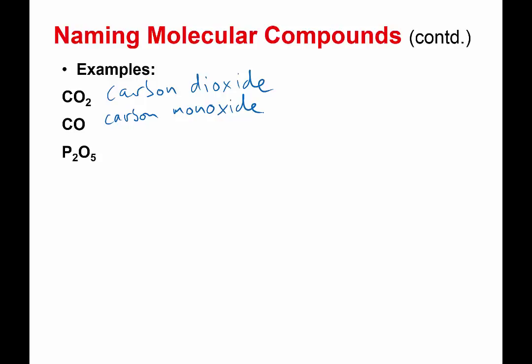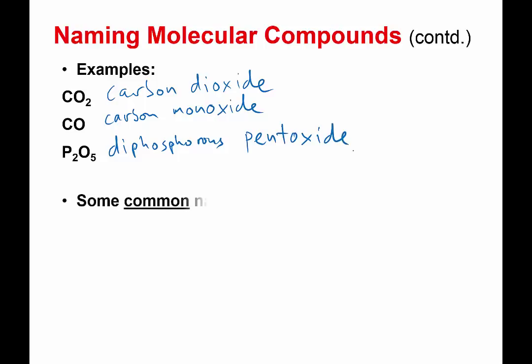And then we can do P2O5. Now there's more than one of the first element, so we use a prefix. So P is phosphorus, so it's diphosphorus. And then there's 5 oxygens. The prefix for 5 is penta. But again, you lose the last letter of the prefix with oxide, so it just becomes pentoxide. 2 phosphoruses and 5 oxygens.